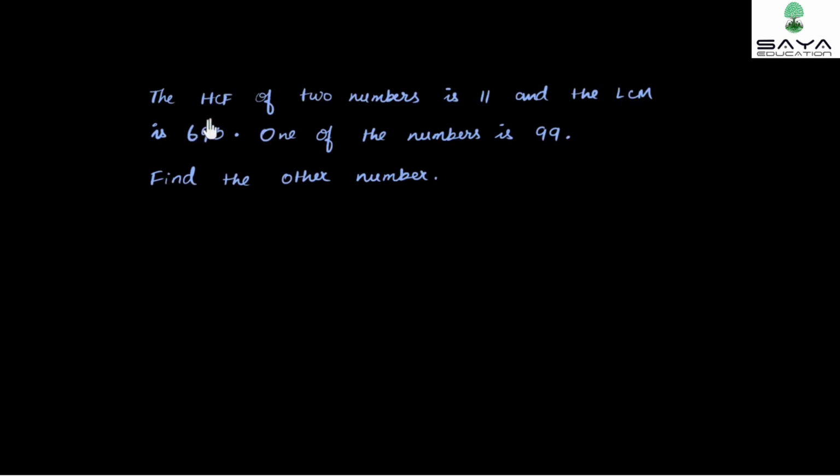Now in this question, I have HCF of two numbers is 11 and the LCM is 693. So both the HCF and the LCM are given to me. One of the numbers is 99. Find the other number. Now, how do you want to think about this question?